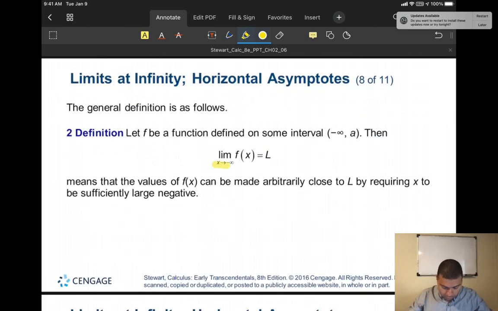F of x can be made close to L by requiring x to be sufficiently large negative. Something that confuses people sometimes is we say large negative rather than saying very small. In general, when I say small, I'll mean close to 0.